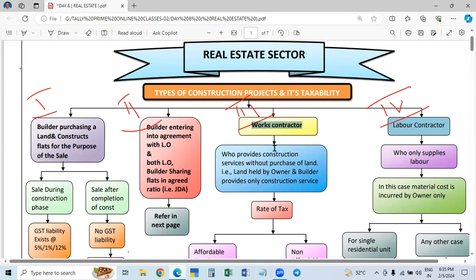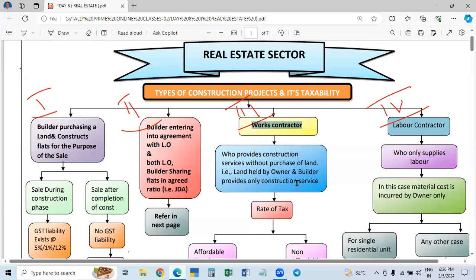The builder provides construction service without purchase of land, that is, the land is held by the owner, and the builder provides only construction service. This type of service is called a works contract, that is, building the construction. For example, the landowner has some 300 yards and asks, construct a duplex house and give it to me.